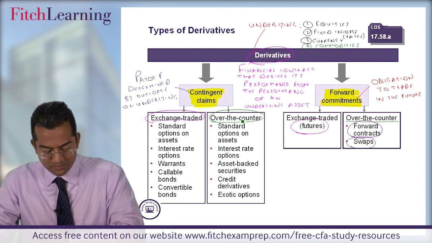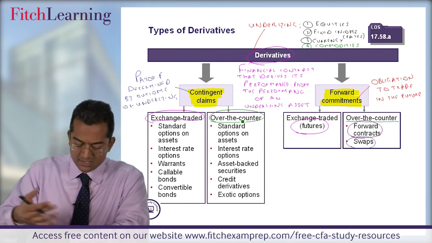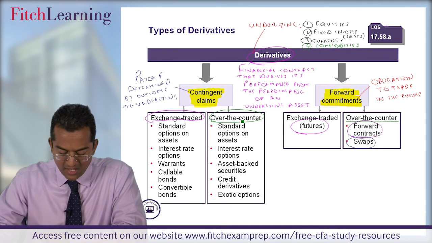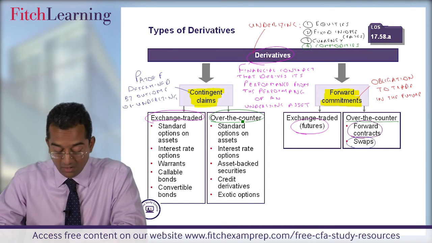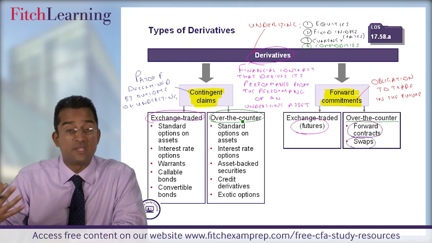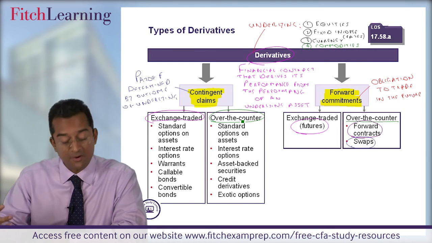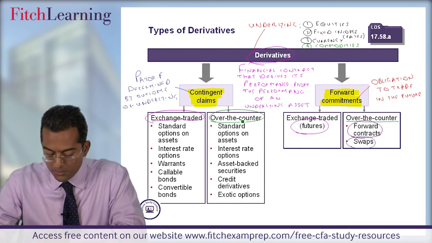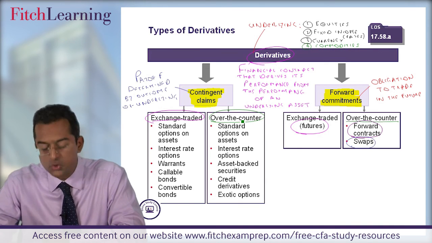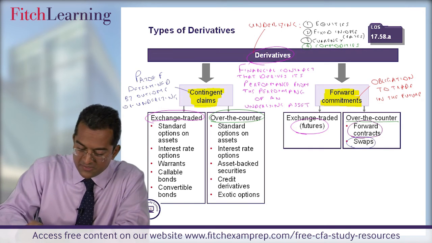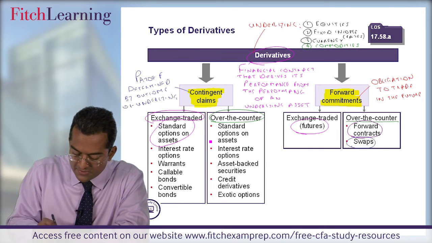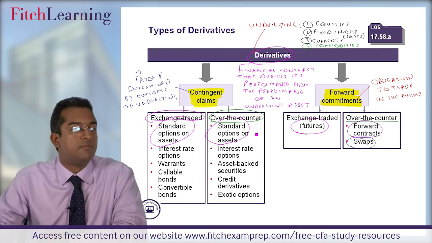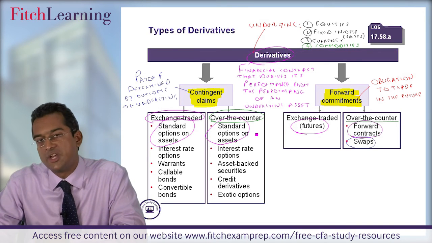Examples given in the workbook, folks, or in the reading, do cover things such as options, particularly on assets. So options on equities, options on bonds, options on currencies, which can be found on exchange and over the counter. Options on commodities, right? So all of the usual underlyings can be there. We can see we have standard options on assets. You can find them both over the counter and on exchange.